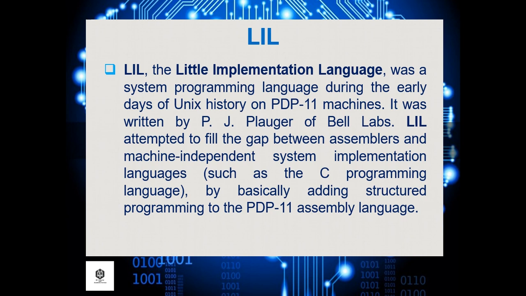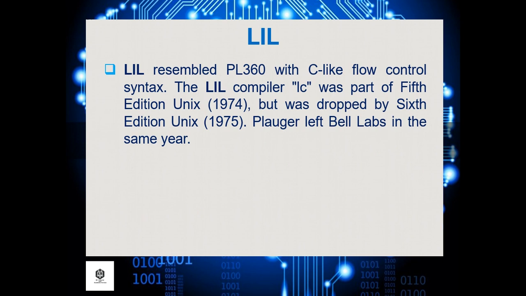It was written by PJ Plauger of Bell Labs. LIL attempted to fill the gap between assemblers and machine-independent system implementation languages such as the C programming language by basically adding structured programming to the PDP-11 assembly language. LIL resembled PL360 with C-like flow control syntax. The LIL compiler, or LC, was part of 5th edition Unix since 1974, but was dropped by 6th edition Unix since 1975. Plauger left Bell Labs in the same year.